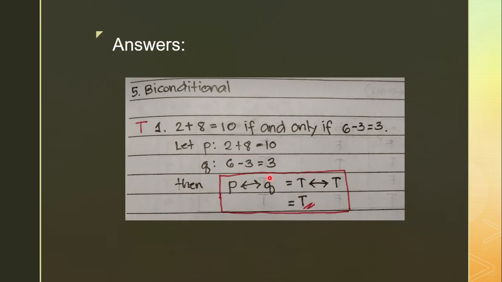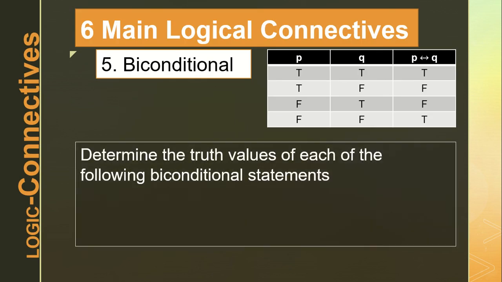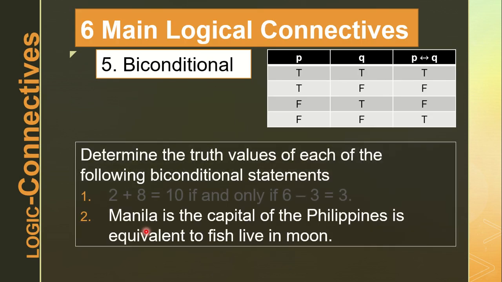So here's the solution for number 1. 2 plus 8 is equal to 10 is true. 6 minus 3 is equal to 3 is true. So therefore, the bi-implication is true. And then you answer number 2. What do you think is the truth value for number 2?